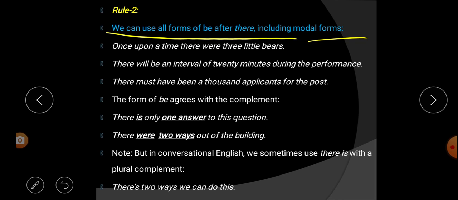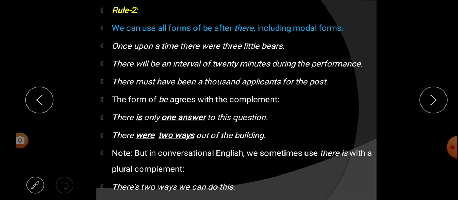So that's why it is said that we can use all forms of the be verb after there, including modal forms. Even modal forms can be used after introductory there. Understood? After introductory there we can use is, am, are, was, were, being, been, or modal forms.